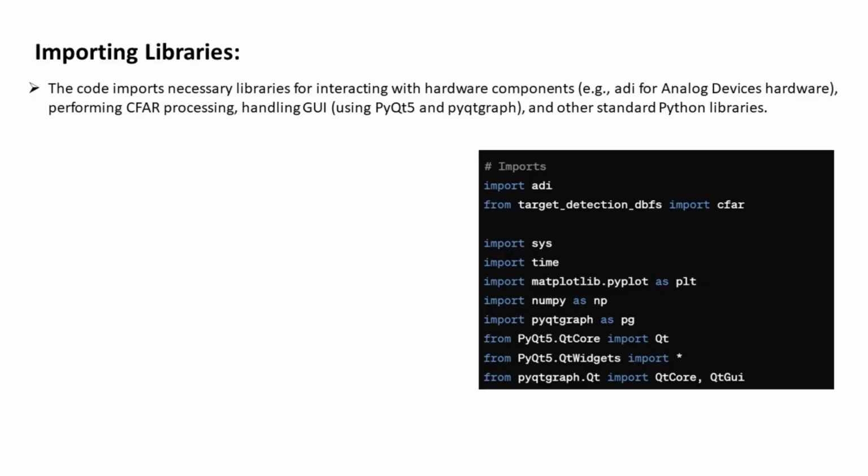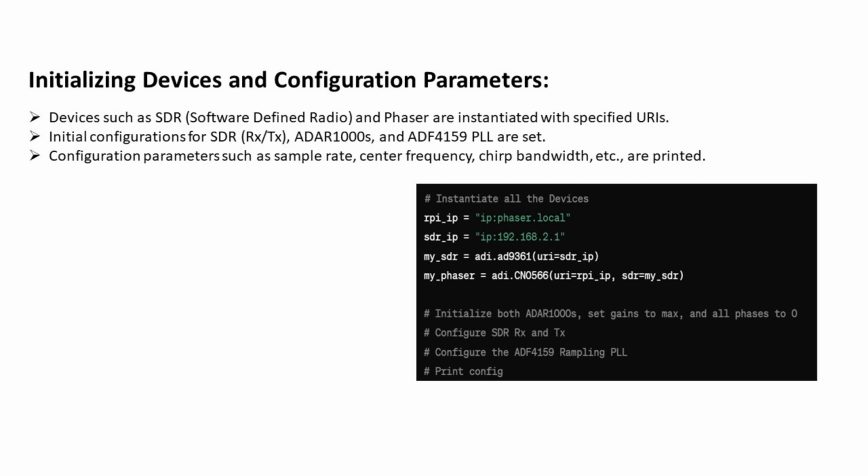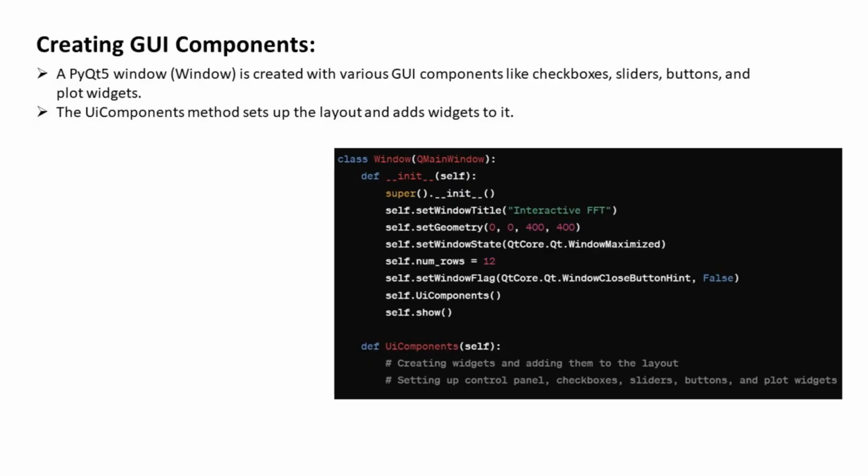Importing libraries. The code imports necessary libraries for interacting with hardware components, for example, ADI for Analog Devices hardware, performing CFAR processing, handling GUI using PyQt5 and PyQtGraph, and other standard Python libraries. Initializing devices and configuration parameters. Devices such as SDR (software-defined radio) and Phaser are instantiated with specified URIs. Initial configurations for SDR, RX/TX, ADAR1000s, and ADF4159 PLL are set. Configuration parameters such as sample rate, center frequency, chirp bandwidth, etc. are printed.